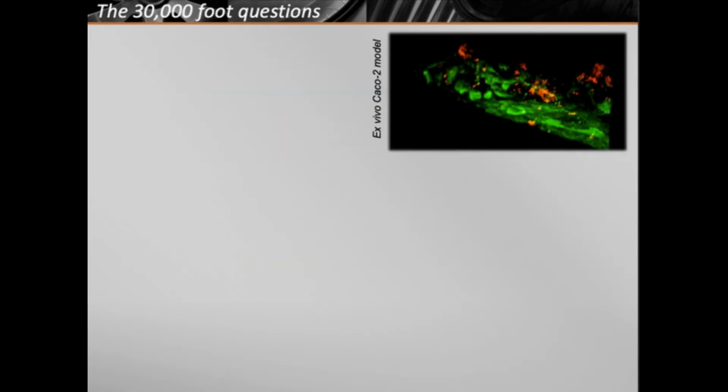Okay, so what's the 30,000-foot view? This is an ex vivo model I've been working on as well. It's great to do this stuff in animals, it's great to do this stuff in vitro, but it'd be nice to do something that's halfway in between. And so this is a Caco-2 model. These are Enterococci in little clusters growing on the surface of an ex vivo model for that.